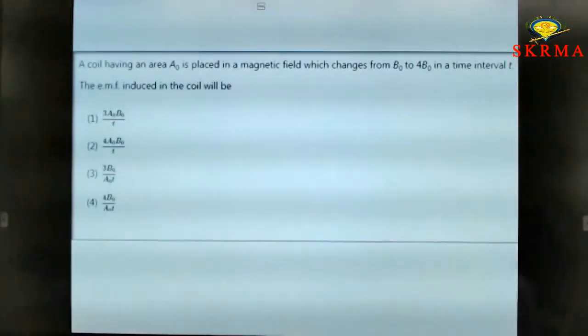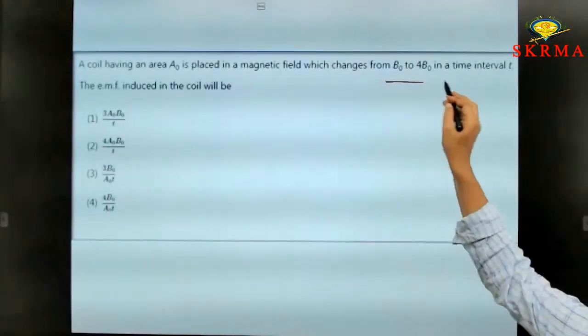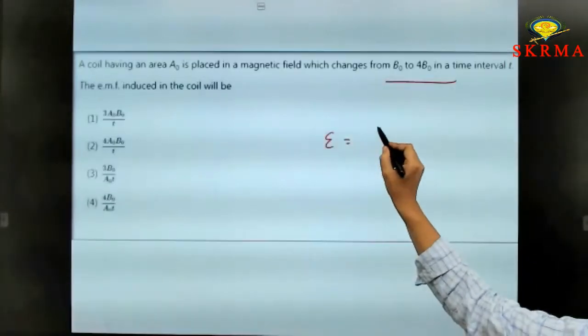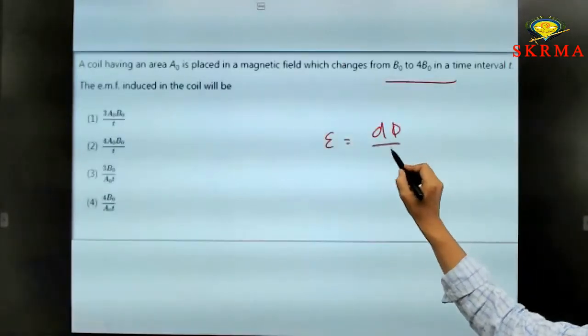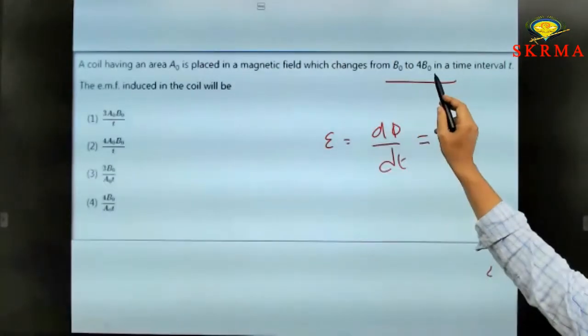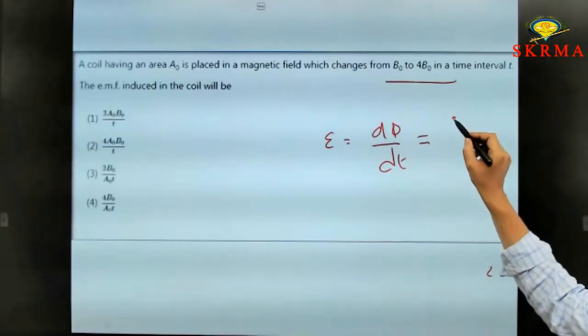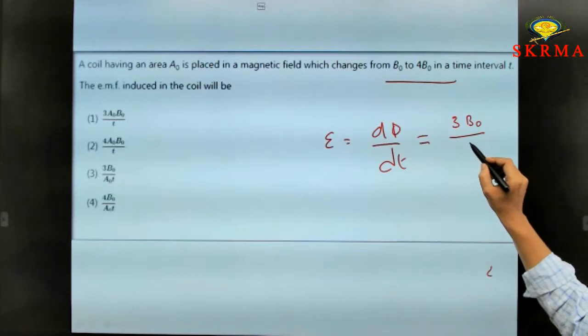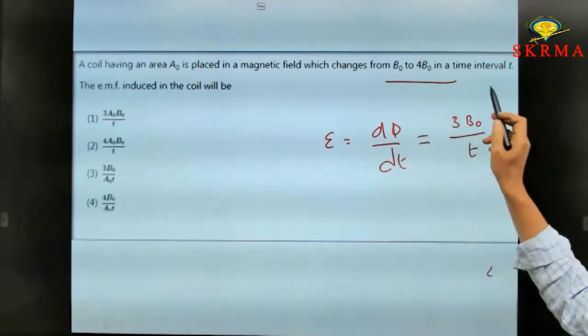The next one here is also a simple problem. Here the flux changes from B0 to 4B0. What is the induced EMF? E is equal to d phi by dt. What is d phi here? 4B0 minus B0 is 3B0, by dt, the time, here t. Here, what we have to calculate?